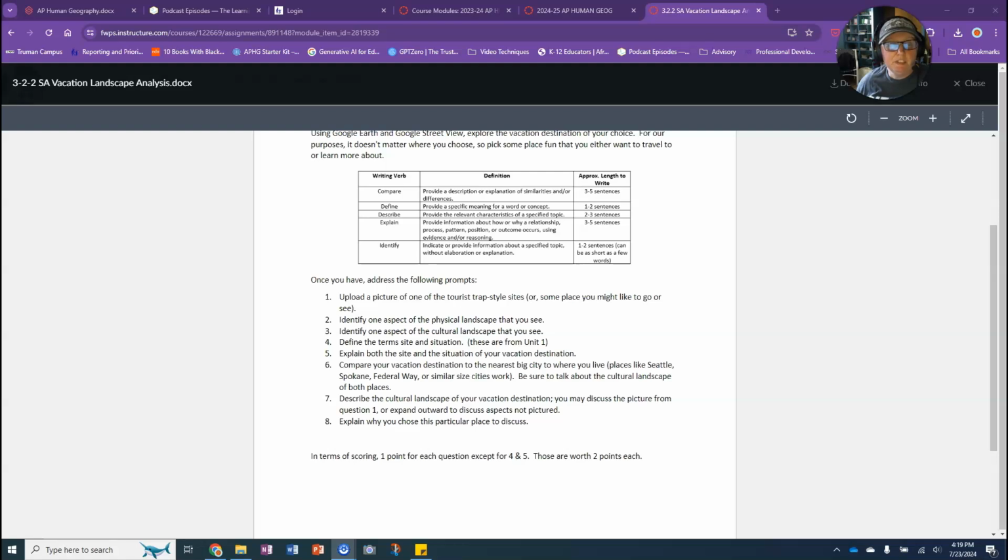5, you're going to explain the site and the situation of your vacation destination. So that's another 2-point question. Okay, 1 point for site, 1 point for situation.